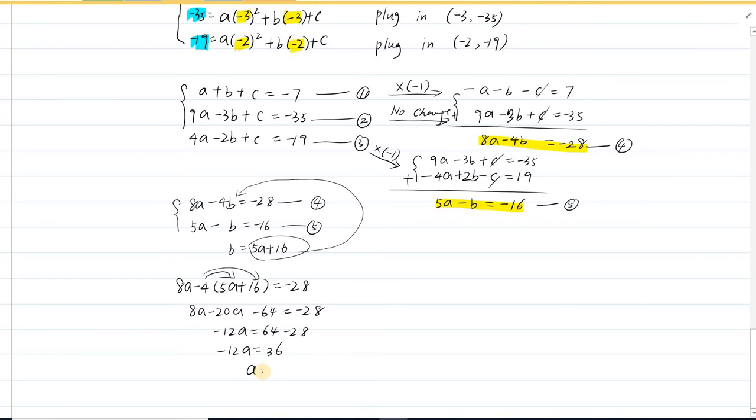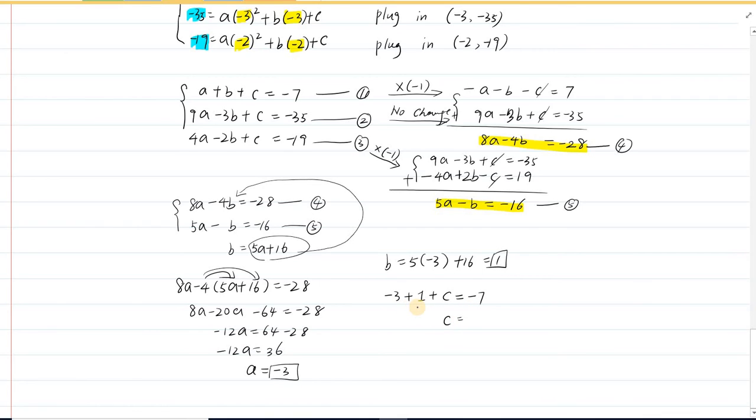Then you get a equal to -3. Okay, you get a equals -3, and then you substitute back here to get your b. I'm just going to write here b equals 5 times a plus 16. That's just going to be 1, so that's your b. So then you plug this a and b back into equation 1. We're going to have a is -3, and b is 1, and c we do not know. So then we solve this.